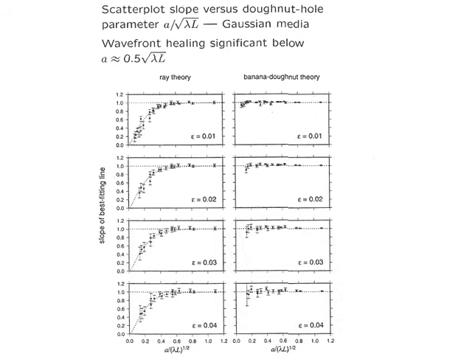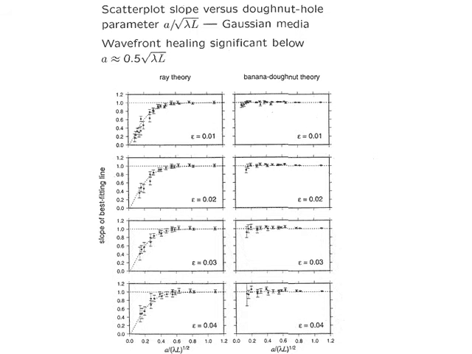So here is a plot of this diagnostic of wavefront healing. That's the slope of the scatter plot line versus the donut hole parameter. And everything in this column is ray theory, and everything in this column is using the 3D kernels. And what you see is that ray theory starts to systematically depart, starts to have this wavefront healing effect and this lowering of the slope right about here, when the scale length is about half of the Fresnel zone size.